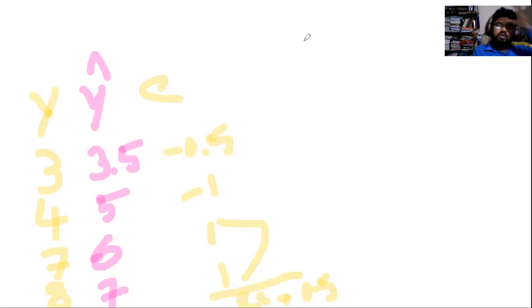So if you want to know the regression line, how can we get it? I'm going to write a regression line here. See.